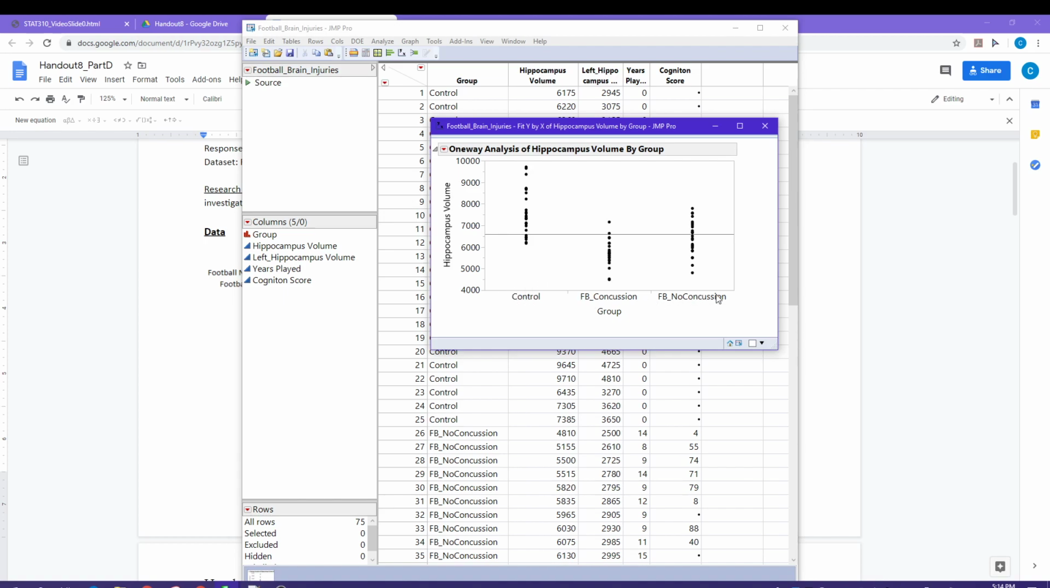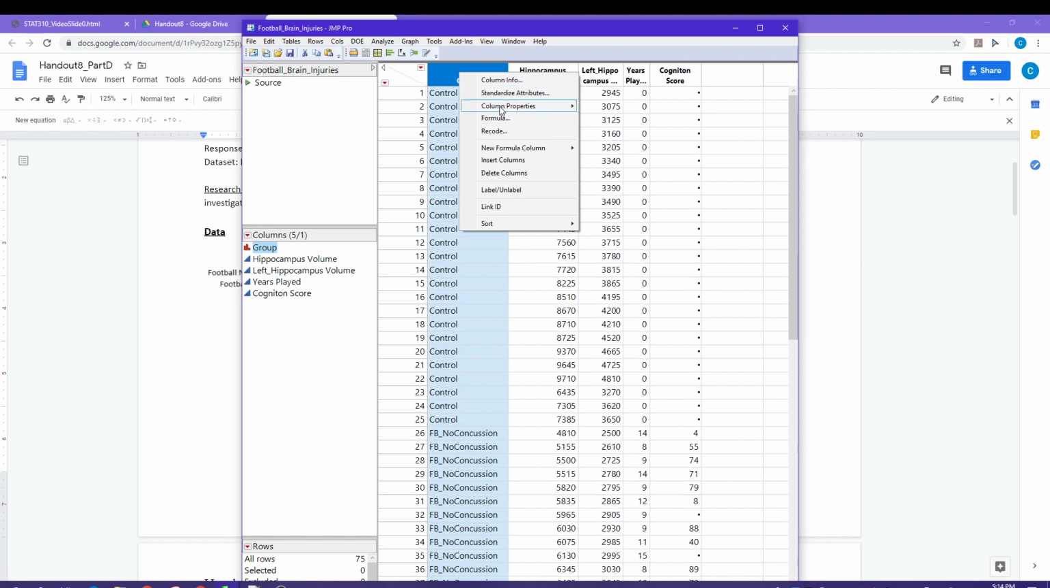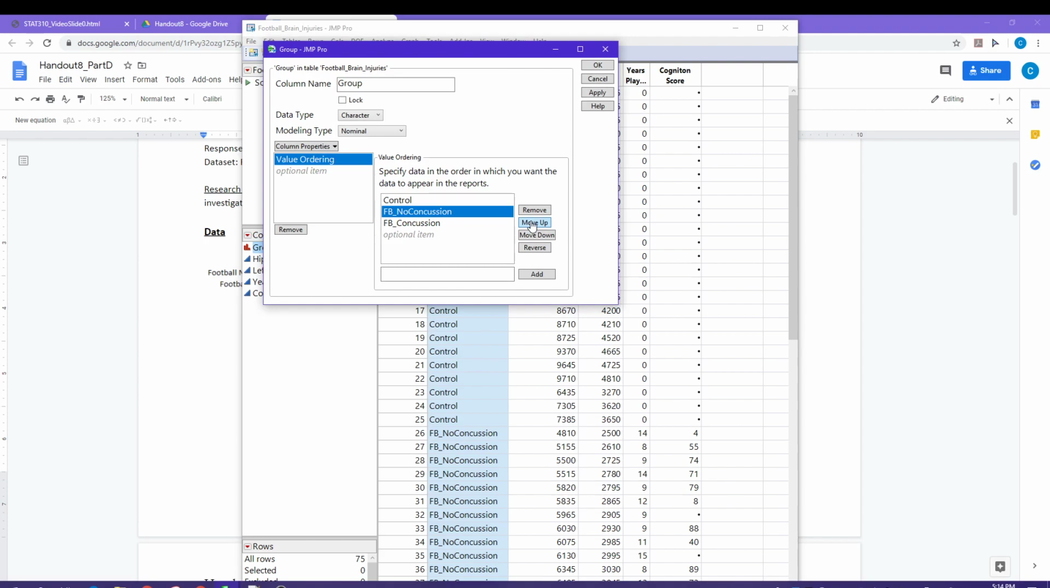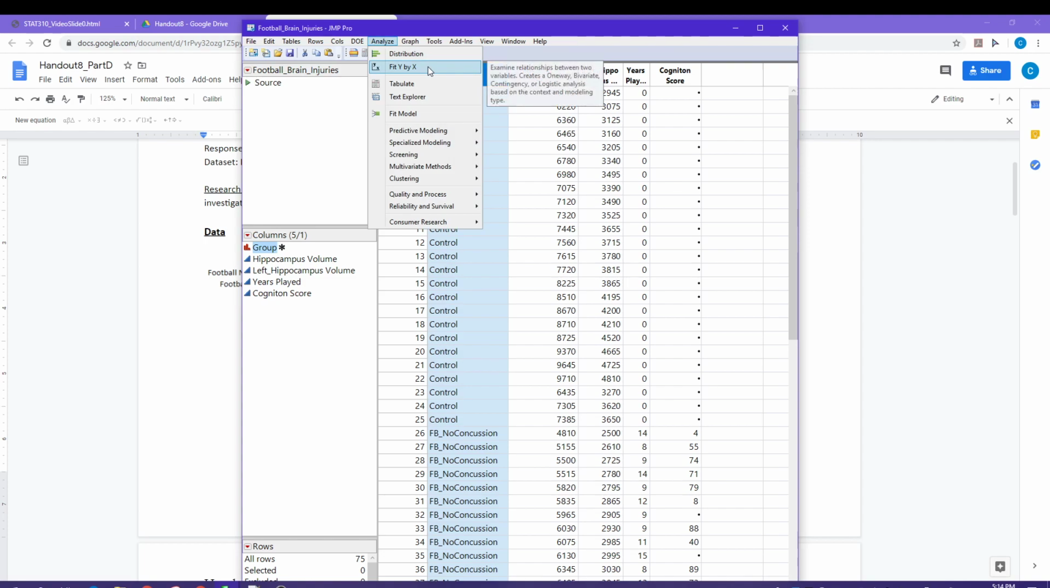So let's go ahead and reorder these groups. So I have control, no concussion, and then concussion. It just makes for comparisons to be done a little bit easier. So what I need to do is add an ordering to my group variable here. And again, to do that inside of JMP, I would just select on group, column properties, and value ordering. And I would just want to put those in the right order. So again, going from control to no concussion to concussion. Apply this. So you can see that got applied to that column. And then I can go back in there and remake those side-by-side dot charts.